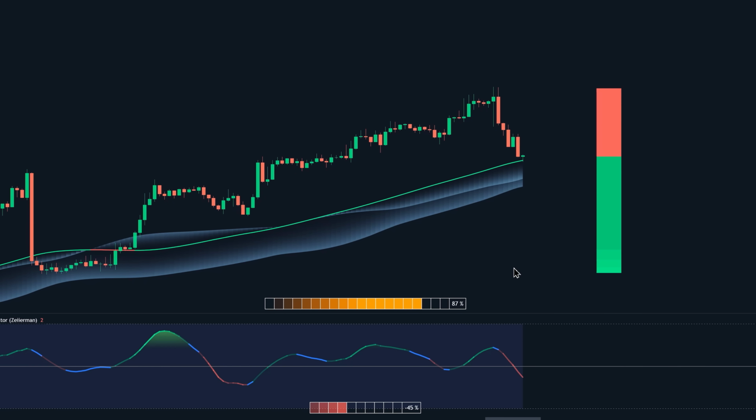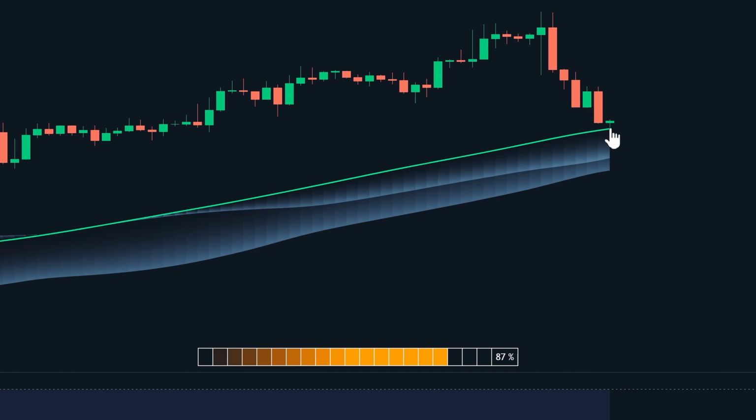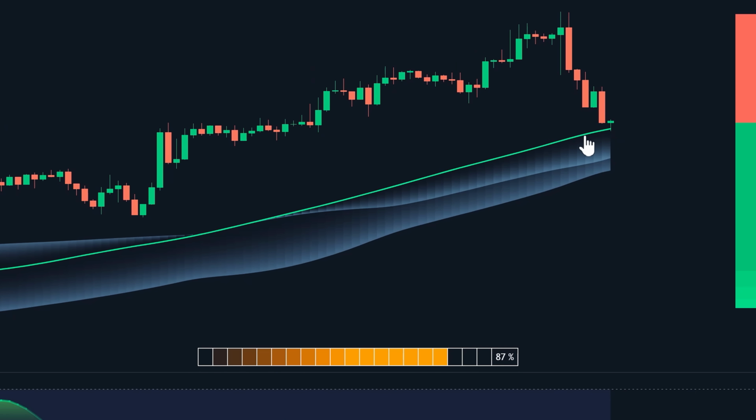Next, you want to look for a market pullback, confirmed by the price touching the green ribbon only with a wick. It shouldn't close under the ribbon. If it closes under it, the entry becomes invalid. We have the pullback here.